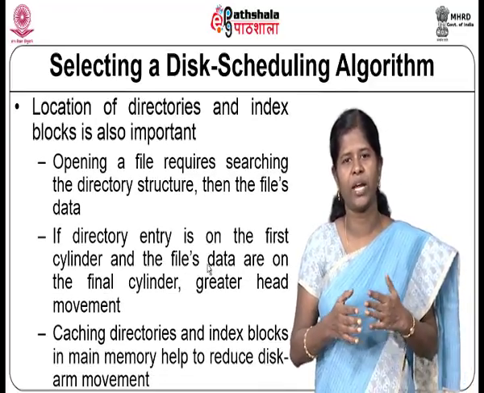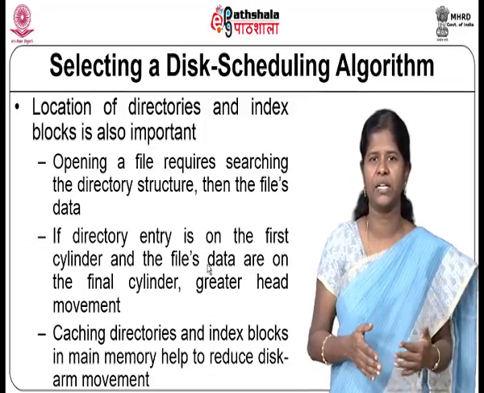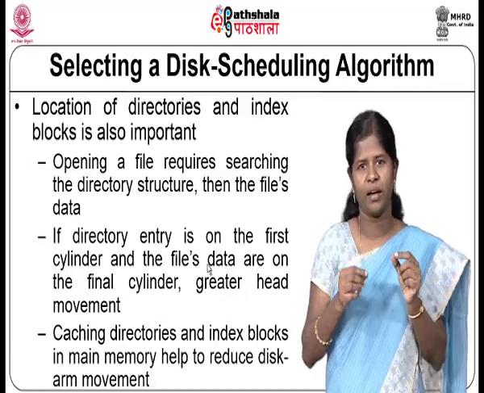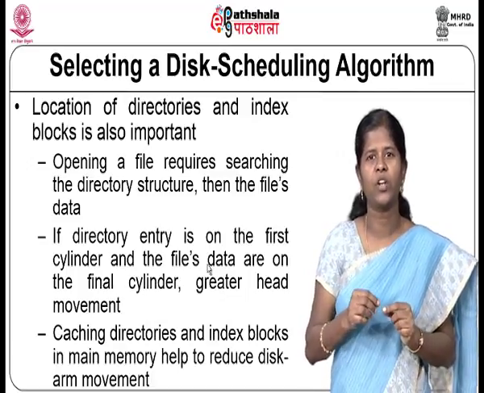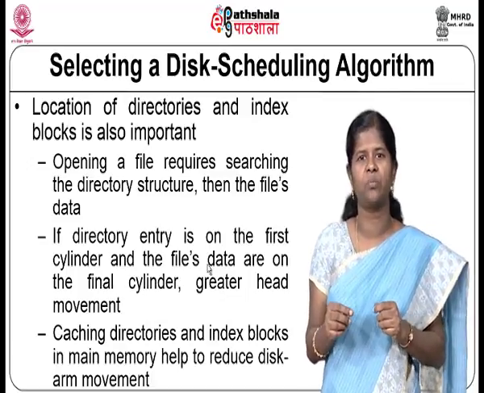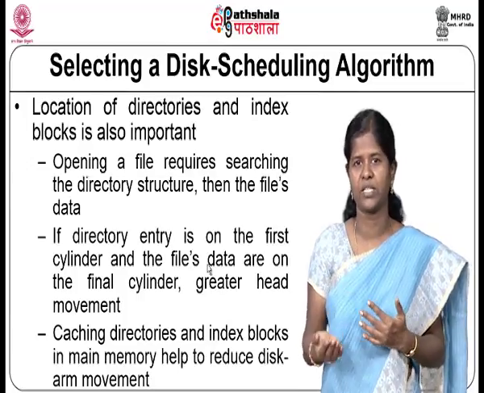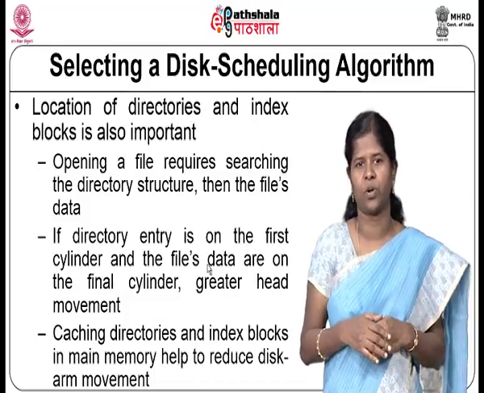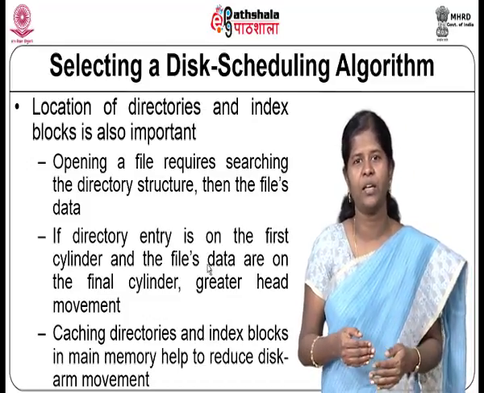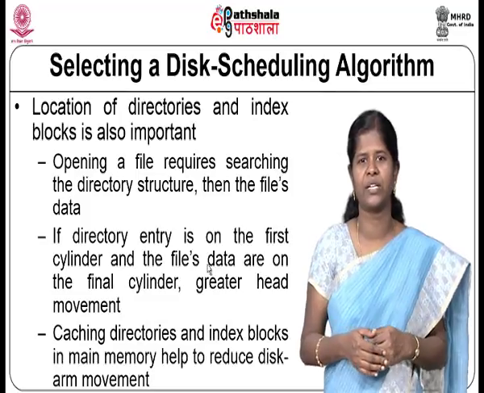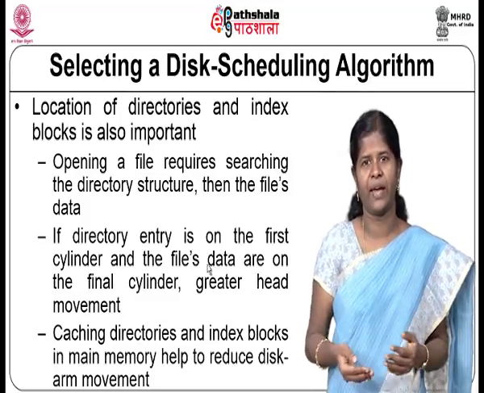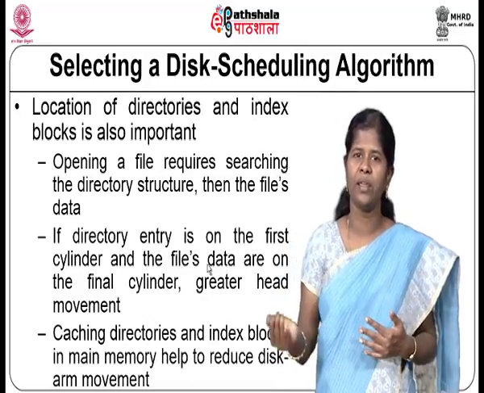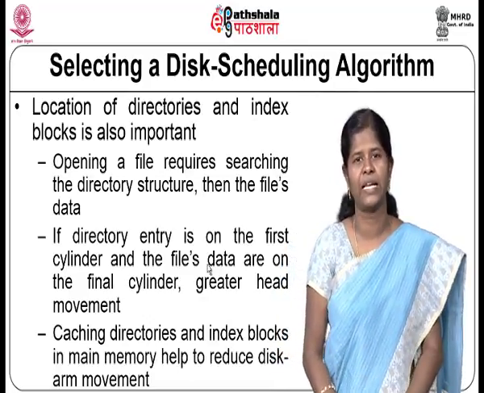And the next is the location of the directories and the index blocks. So, directories will have the entry about the name of the file. It will also have an entry about a file control block, called an inode in the case of Unix, and that will have information about the addresses of the disk blocks. So, when you are trying to open a file, you will have to first look into this directory entry and then get the file name, get the inode, get the addresses of the disk blocks, and only then will you get the contents of the file or the file's data.